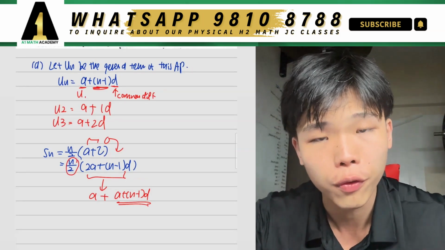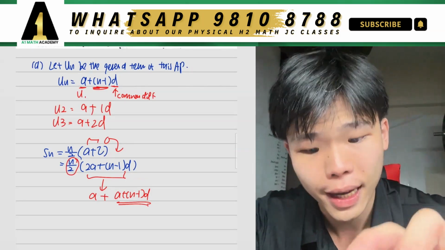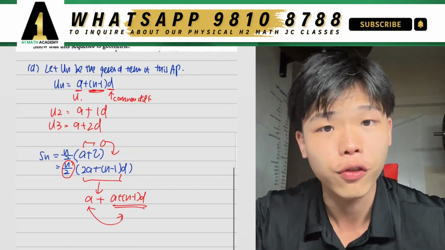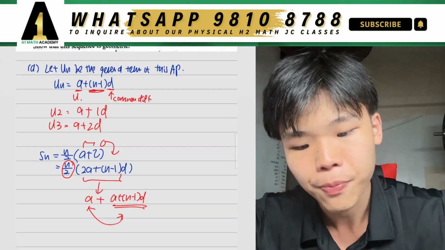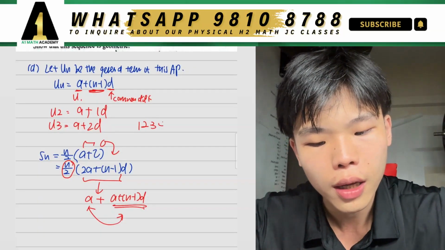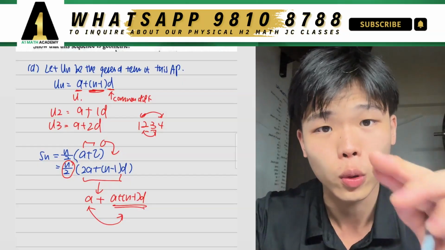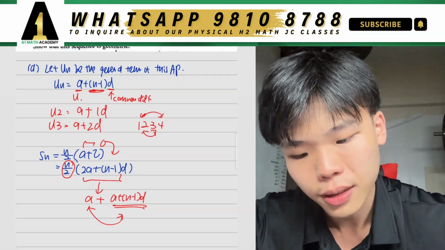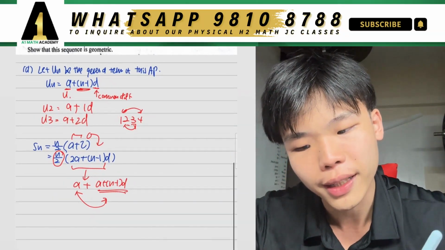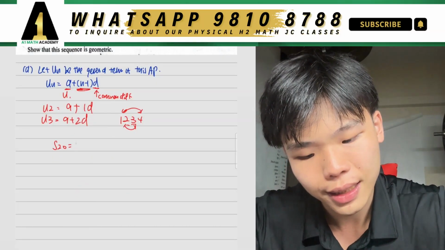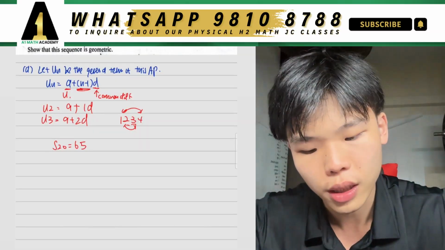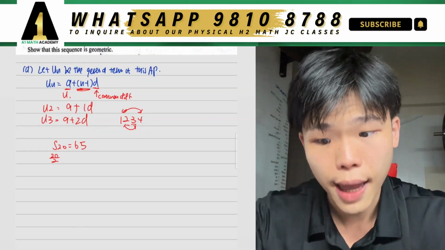And the reason why we divide by 2 over here is because we want to find the number of pairs. So this and this over here forms one pair, and we want to find out within the first n terms how many pairs there are, right? For example, 1, 2, 3, 4: this forms one pair, this forms one pair. So in total there are 2 pairs even though we got 4 numbers. So for this formula over here, we want to find the sum of the first 20 terms. So S20 would be 65, right? And we know in the first 20 terms, there are 20 divided by 2, which is 10 pairs.